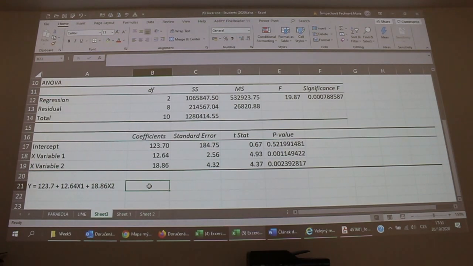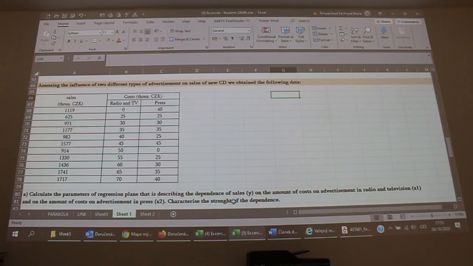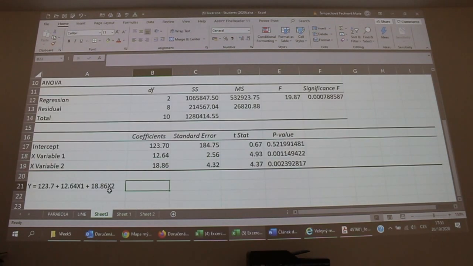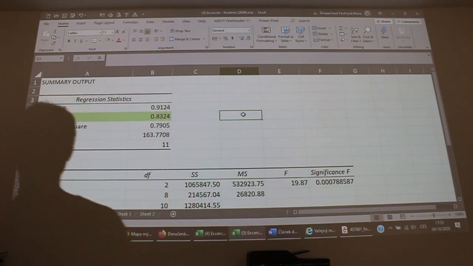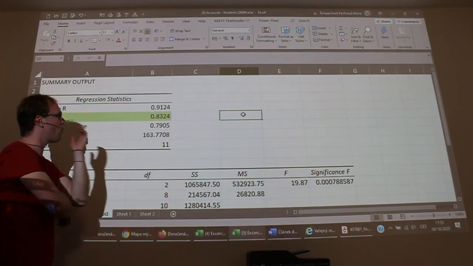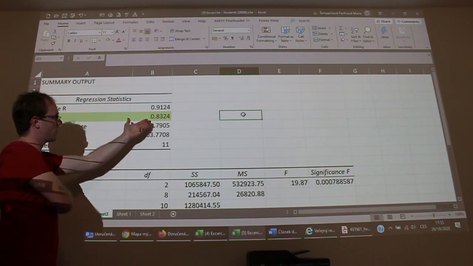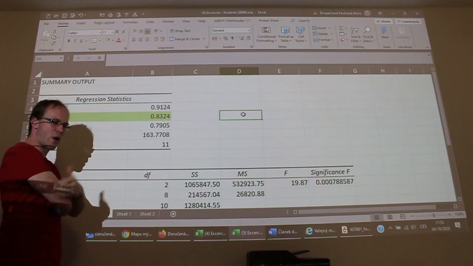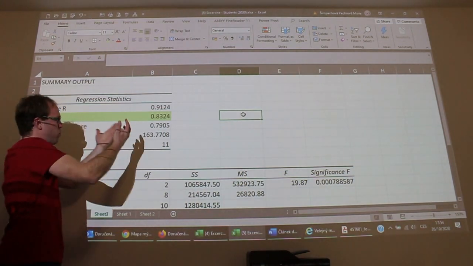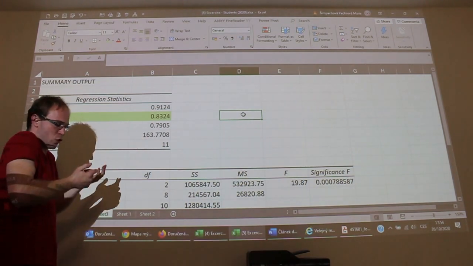independent variables. And there was written, characterize the strength of the dependence, because this is only my model, my only one model. I don't have any other model for the comparison. I can use classical R square, classical statistic R square index of determination 0.8324. This coefficient says that we explained more than 83% of variability of the data, yes? So probably this model is good, yes?